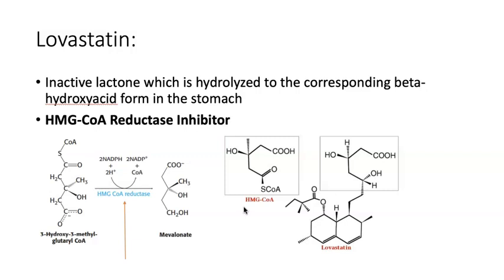Lovastatin is a prodrug that is activated by hydrolysis of the lactone ring to form the beta-hydroxy acid. The hydrolyzed lactone ring mimics the tetrahedral intermediate produced by the reductase, allowing the agent to bind to HMG-CoA reductase with 20,000 times greater affinity than its natural substrate. So the bicyclic portion of lovastatin binds to a portion of the active site of the enzyme, and that's how it inhibits it.